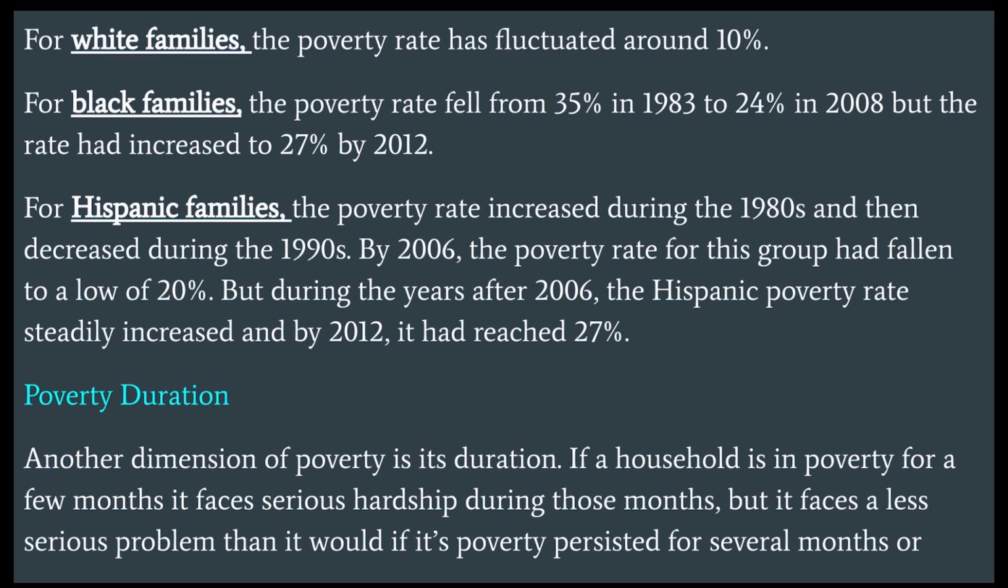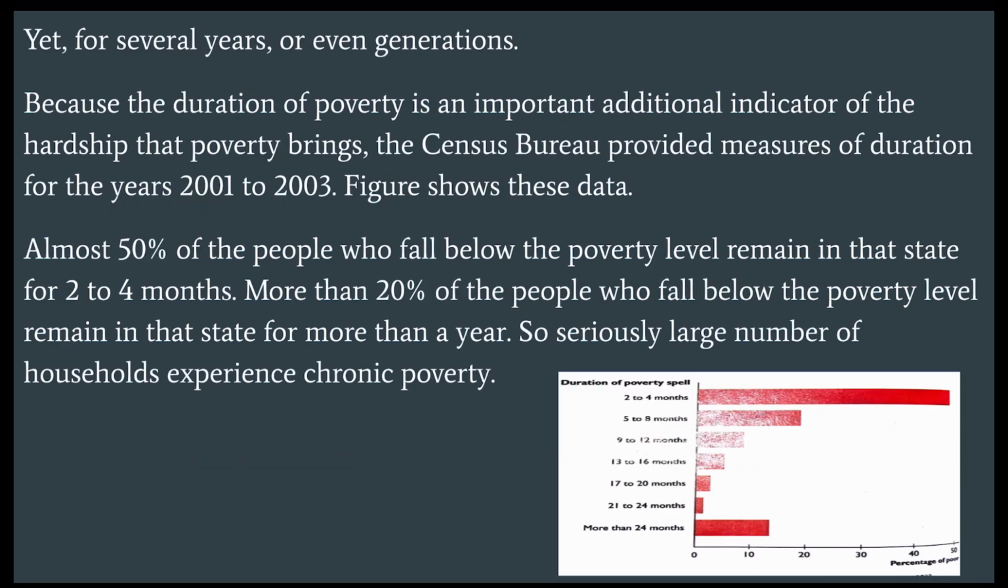Poverty duration. Another dimension of poverty is its duration. If a household is in poverty for a few months, it faces serious hardship during those months, but it faces a less serious problem than it would if the poverty persisted for several months, or yet for several years, or even generations. Because the duration of poverty is an important additional indicator of the hardship that poverty brings, the Census Bureau provided measures of duration for the years 2001 and 2003.